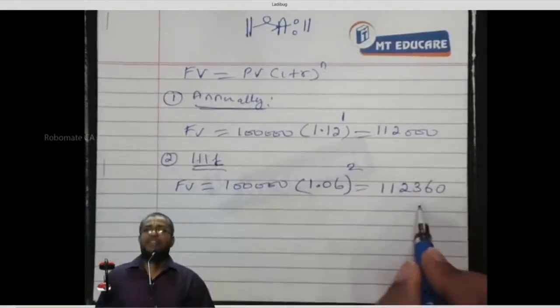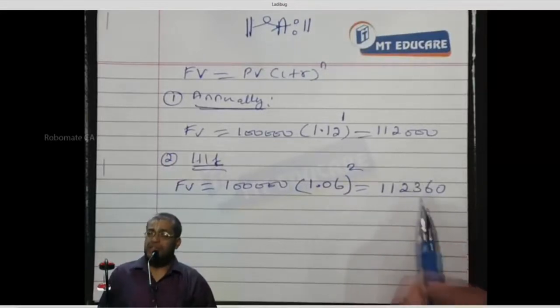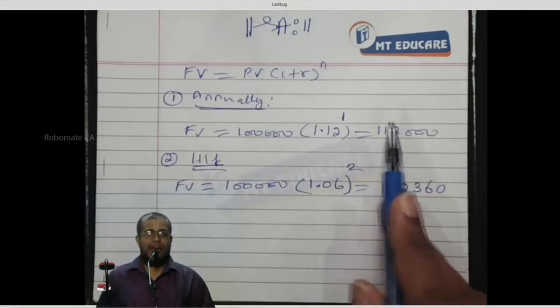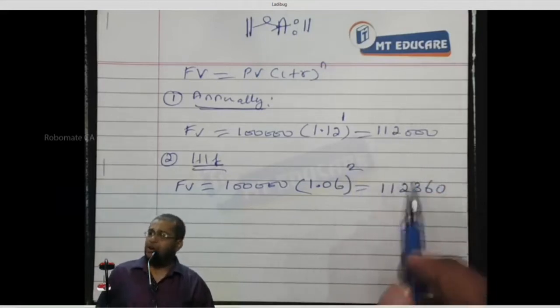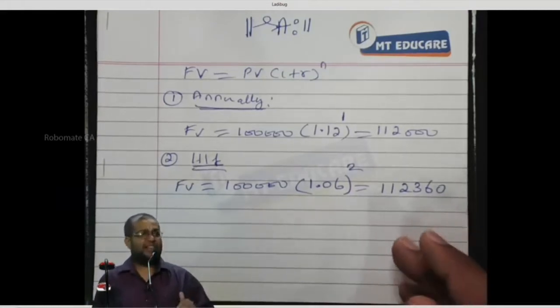Why is this extra 360? Here they provide interest only once. Now I earn interest 2 times. For example, after 6 months, I'll be getting 6,000 interest. Yes or no? That 6,000 interest can be reinvested for another 6%. That becomes the extra 360. I think you're all following or not?